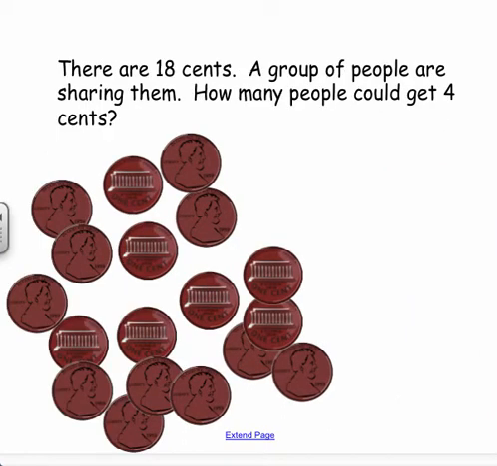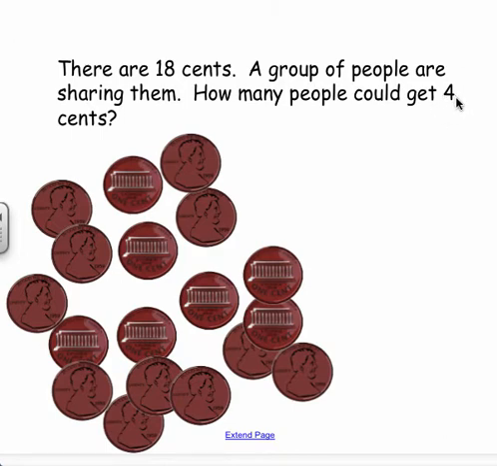Here's our next story problem. There are 18 cents. A group of people are sharing them. How many people could get 4 cents? This problem's a little bit different because we don't know how many people there are. We do know we have 18 cents and each person is going to get 4 cents.